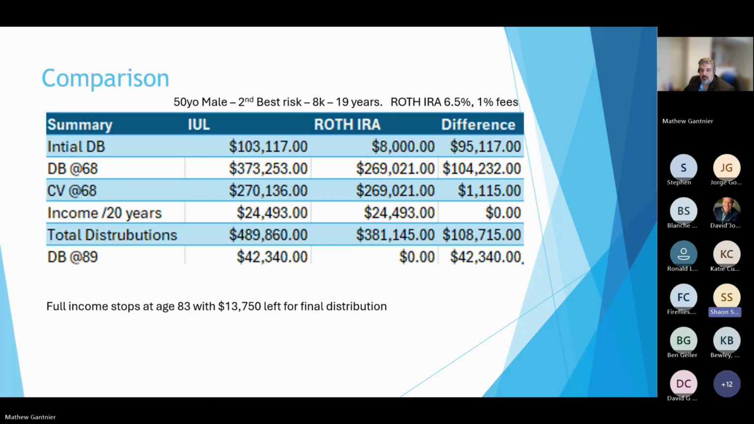Another question, Matthew, is, are there any penalties for early withdrawals from either an IUL or a Roth IRA? So one of the benefits, thanks for that question, for the IUL is that you're able to withdraw at any point in time. Your Roth IRA is going to have some withdrawal penalties prior to age 59 and a half.